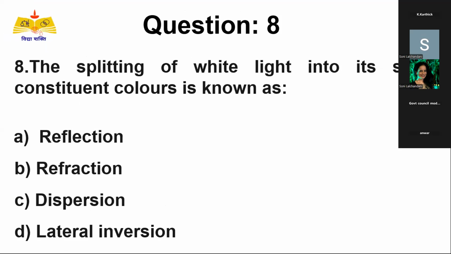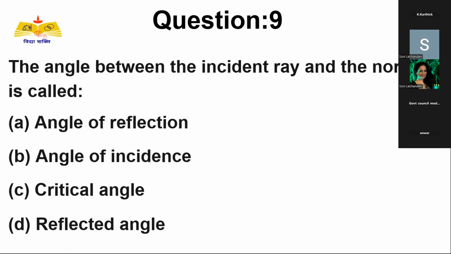Question number 8. The splitting of white light into its 7 constituent colors is known as A. Reflection, B. Refraction, C. Dispersion, D. Lateral inversion. Question number 9. The angle between the incident ray and the normal is called A. Angle of reflection, B. Angle of incidence, C. Critical angle, or D. Reflected angle.